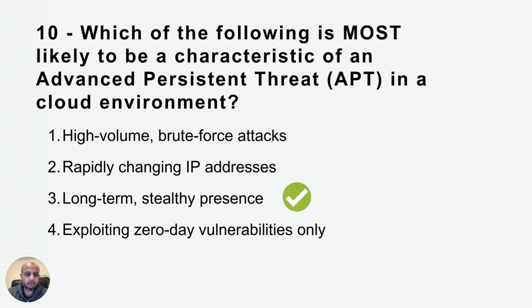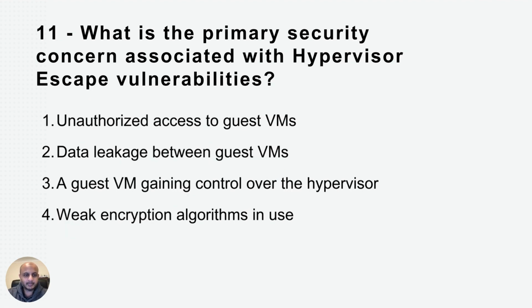So it would be either two or three. Yeah, it's three. So this was a bit tricky. I would have thought it's either two or three. But yeah, APTs are known for their long term, stealthy presence, right? They are sophisticated. Usually they are state sponsored. And their defining characteristic, yeah, is long term stealthy presence. So I was a bit wrong here. I said it could be two or three. It's three, definitely.